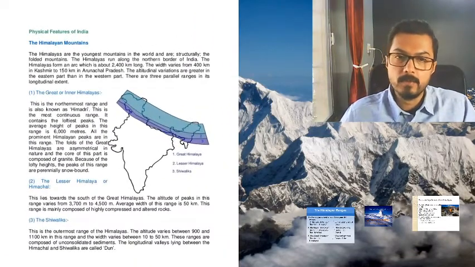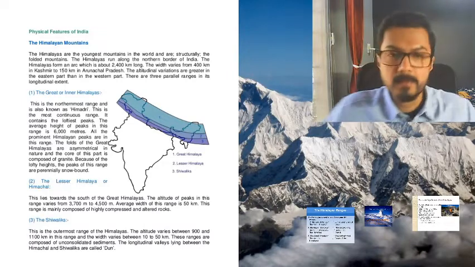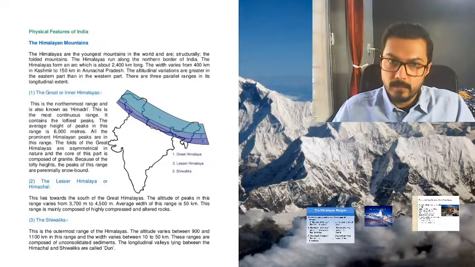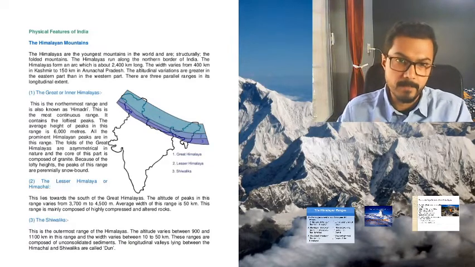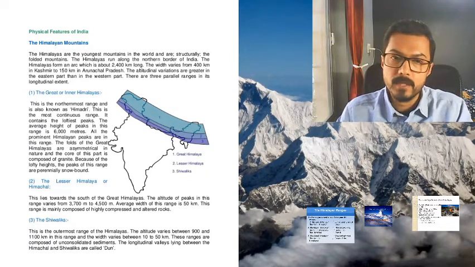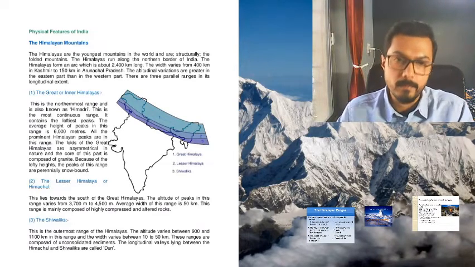The topmost part, that is numbered as 1, is the greater Himalaya, the northernmost Himalaya. Then we have 2, that is the center part, and then the 3, that is the lesser Himalayas, the Shivaliks. Right? As you can see, what is written over here, the greater Himalayas, also known as the Himadri. This is the most continuous range. It contains the loftiest peaks. Our Mount Everest lies in this particular range.